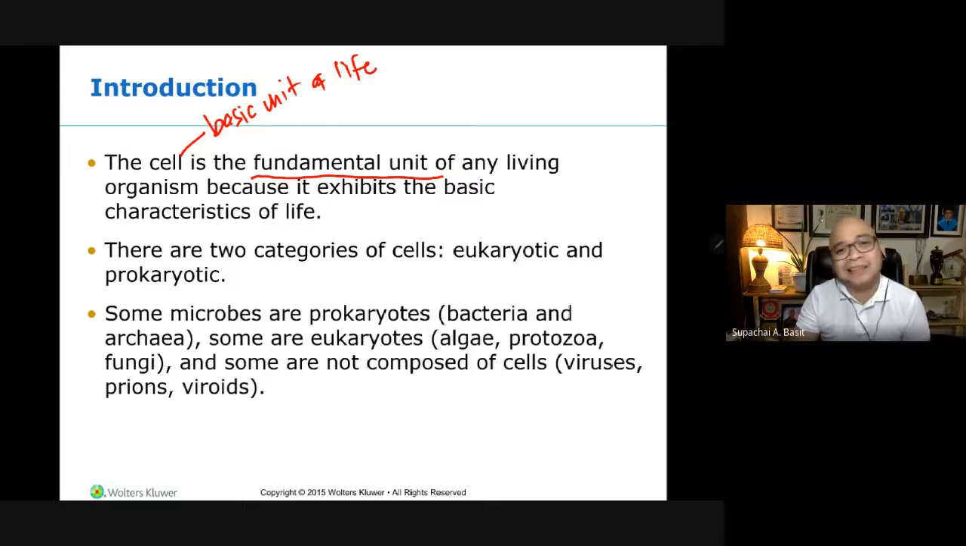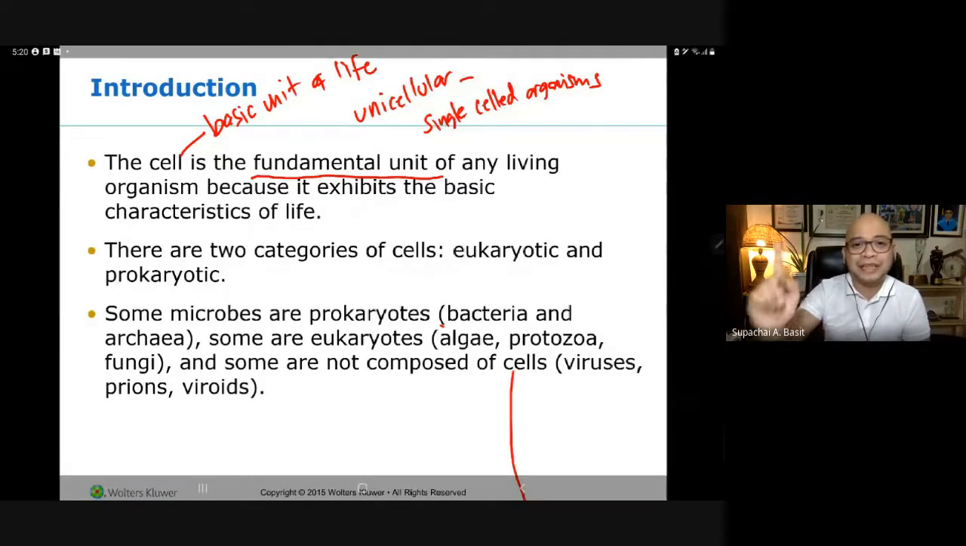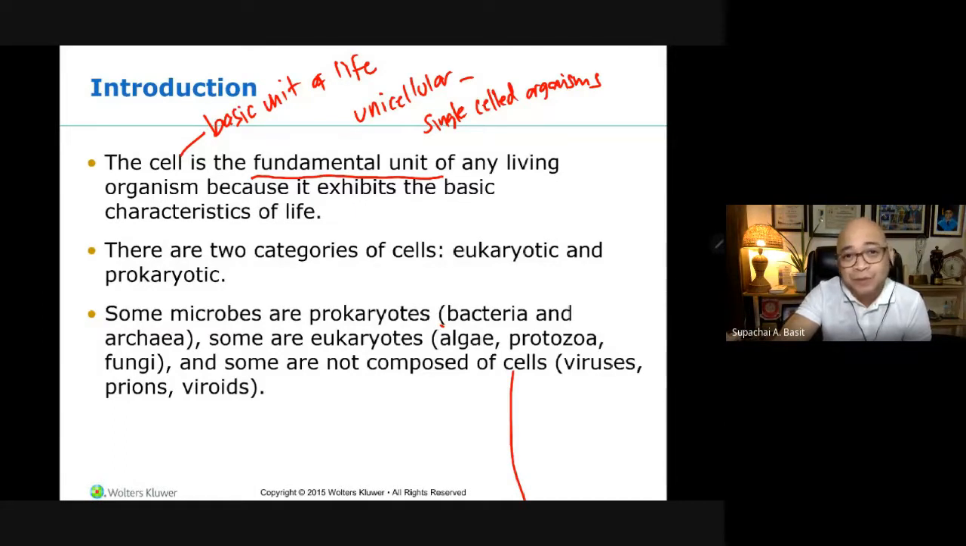In fact, some microorganisms are said to be unicellular. When you say unicellular, we are actually referring to single-celled organisms. Now, for us, since we are not unicellular, we are not microscopic, we're humans. So we are considered to be multicellular because we are made up of different cells.